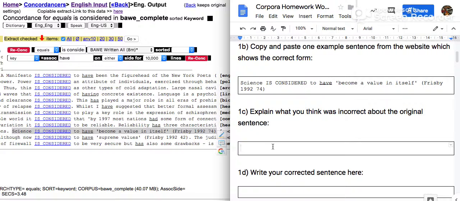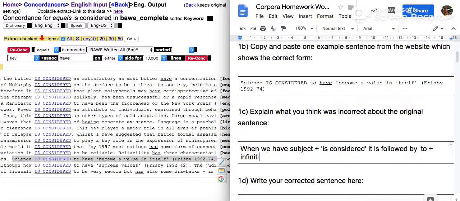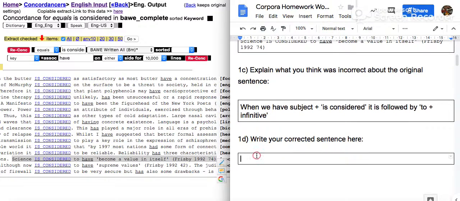Now explain what you think was incorrect about the original sentence. So as we've already said, we've got a subject is considered, then it needs to be followed by to, and then an infinitive of the verb. So when we have subject plus is considered, it is followed by to plus infinitive. Remember, we've got an example here without have. We've got to play, which supports the idea.